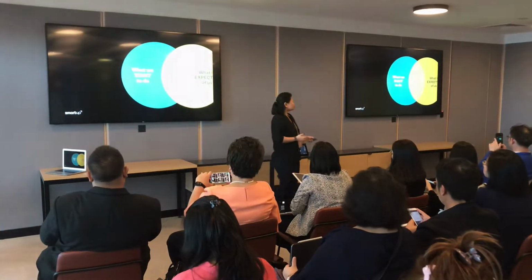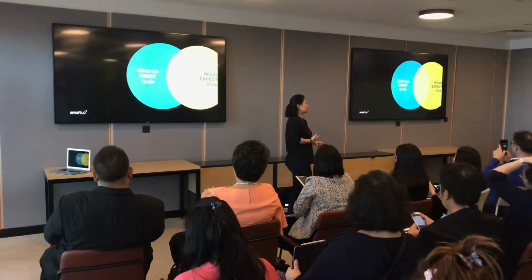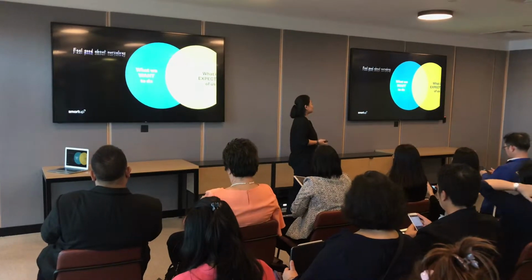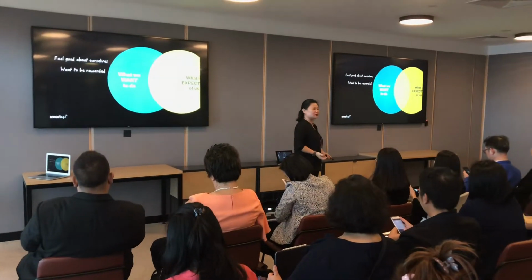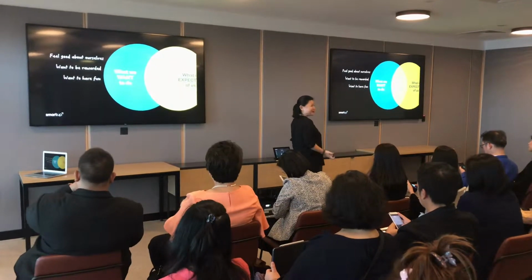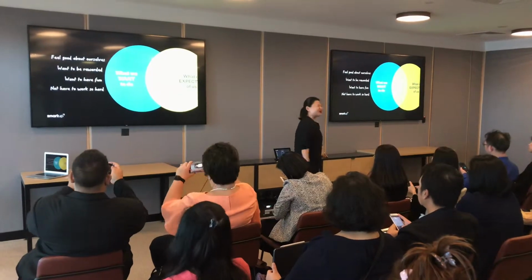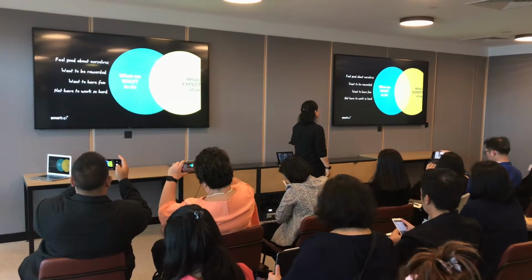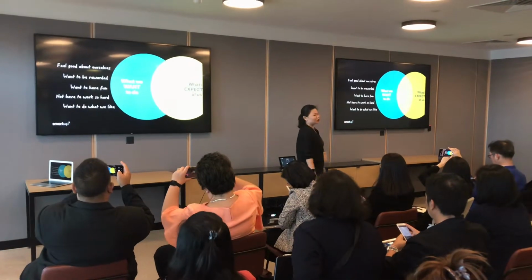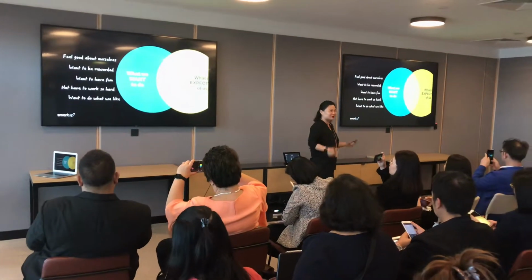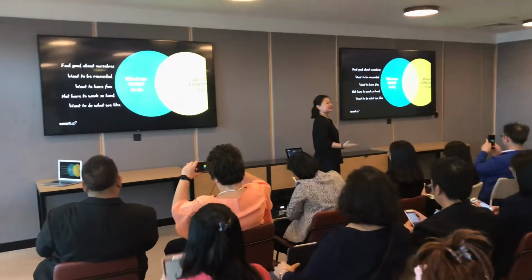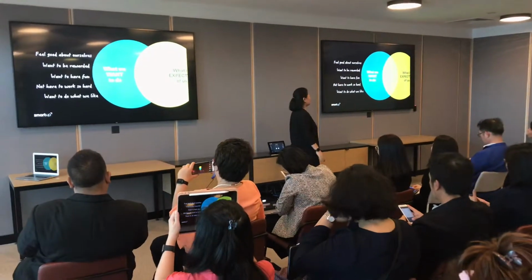Okay? So, between what we want to do and all these in mind, what is it that we want to do? We want to feel good about ourselves. We want to be rewarded. We want to have fun. We don't really want to work so hard, right? I mean, that's true, right? And we want to do what we like. Because freedom, right? Everybody, millennials, don't tell me what to do. I have my own life, I have my own plans, I have my own dreams. Don't tell me what to do, okay?